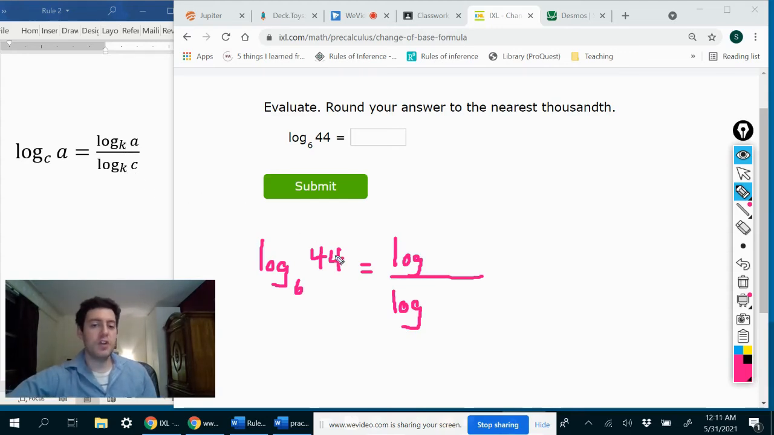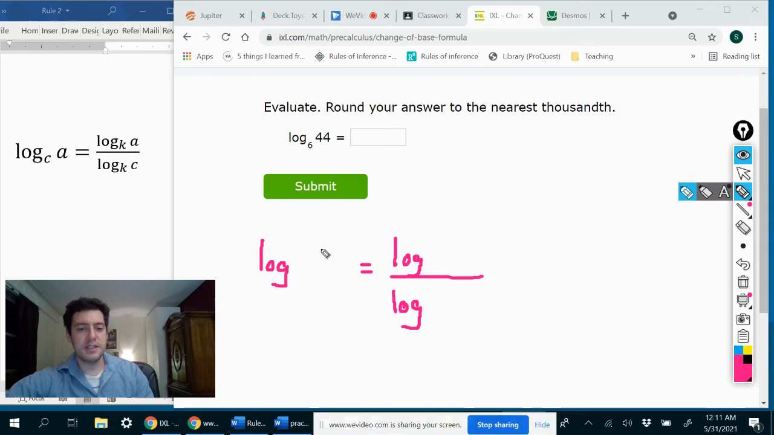Okay, so I would look at these numbers 44 and 6, and I would think, 44 and 6 are both powers of what number? So for example, let me change the problem. Instead of 44 and 6, what if I had, let's say, 16 and 8? I could ask myself, 16 and 8 are both powers of what number? And that would be 2. 16 is a power of 2 and 8 is also a power of 2. So if I choose 2 as my base over here, then I could evaluate this very easily.